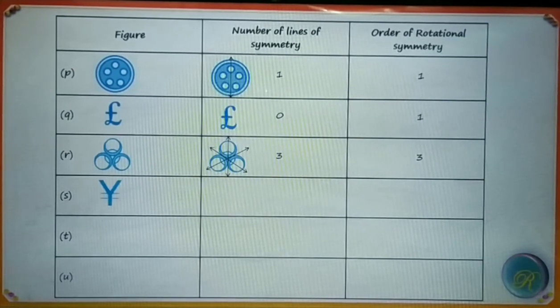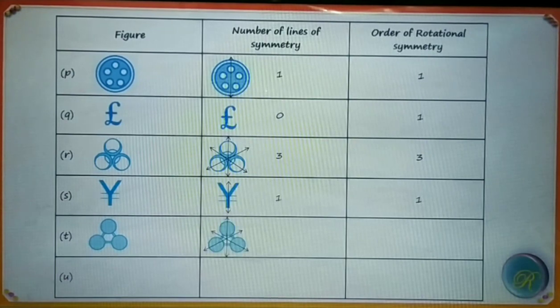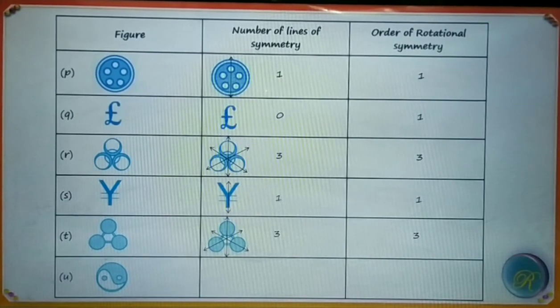Figure S. Number of lines of symmetry 1. Order of rotational symmetry 1. Figure T. Number of lines of symmetry 3. Order of rotational symmetry 3. Figure U. Number of lines of symmetry 0. Order of rotational symmetry 1.